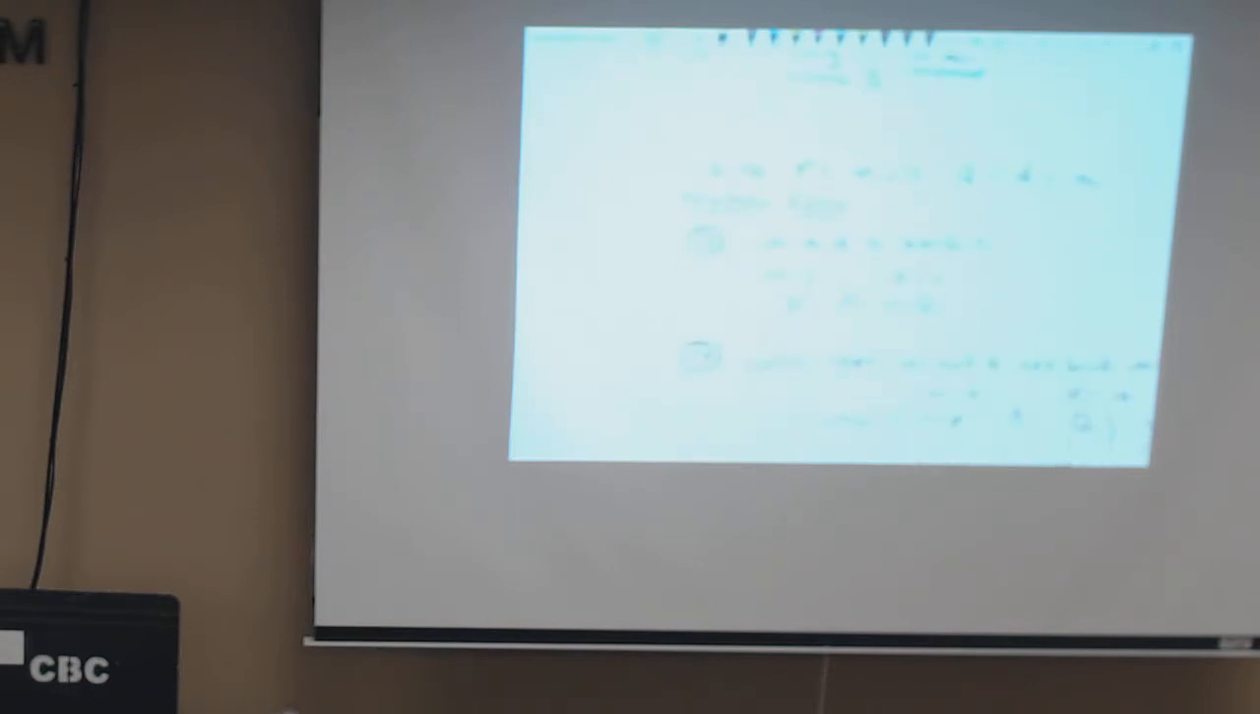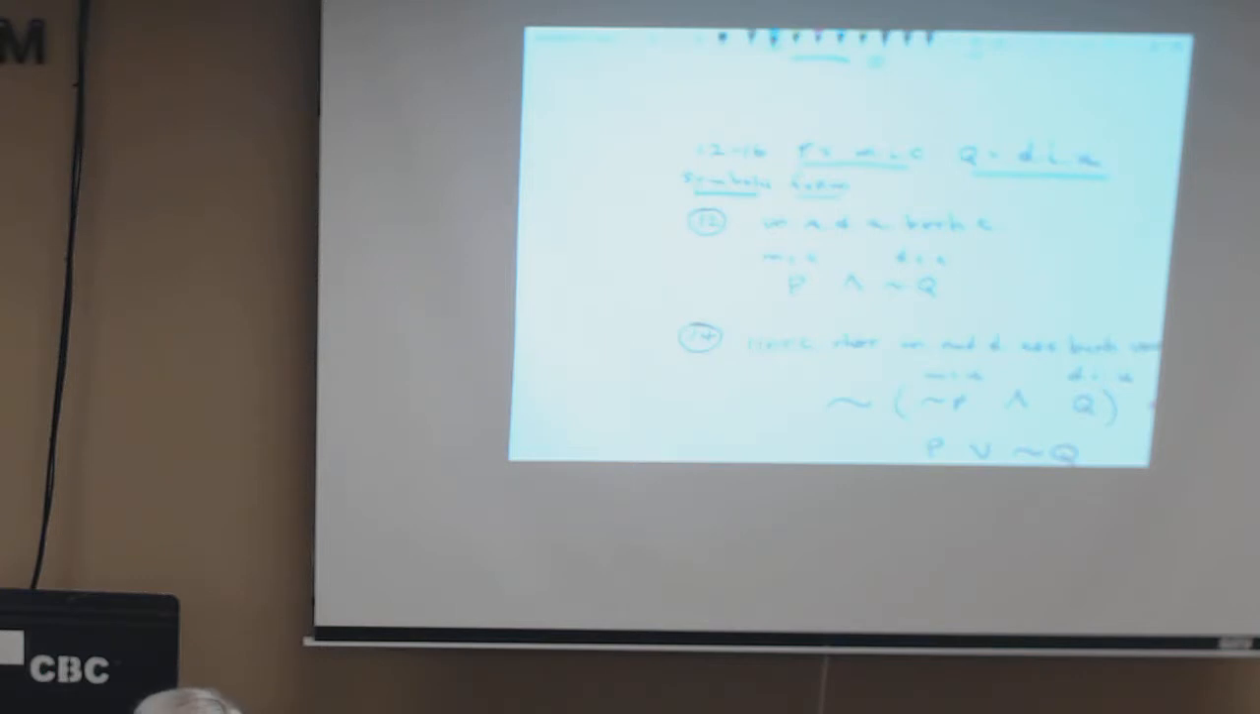Problems 12 to 16. In problems 12 to 16, let P be Mida is cooperative, and let Q be Desi is uncooperative. Write each statement in symbolic form. And so now I'm going to take these words right here for number 12. What does number 12 say? Mida and Desi are both cooperative.